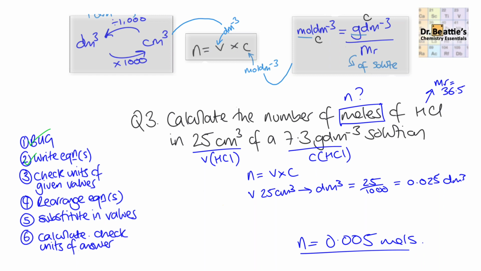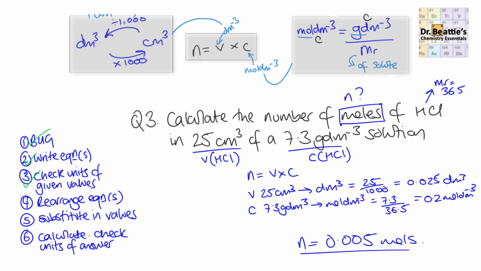So volume first. Then let's have a look at our concentration, to use this relationship here. So we've got to take that 7.3 grams and divide it by the molecular mass of the solute. In this case, it's HCl. That gives an answer of 0.2 moles per decimeter cubed.